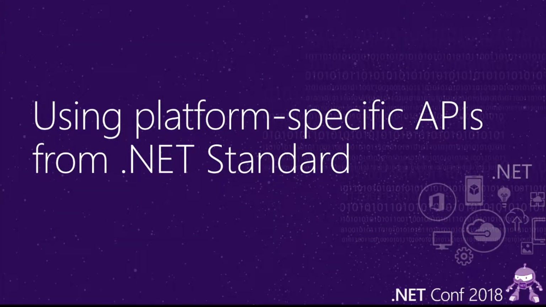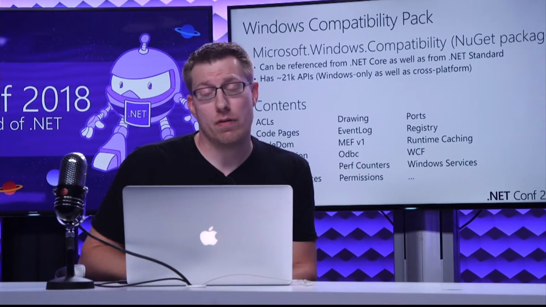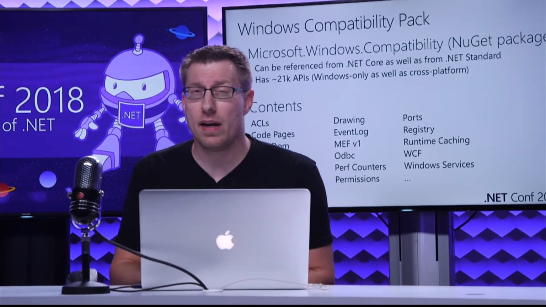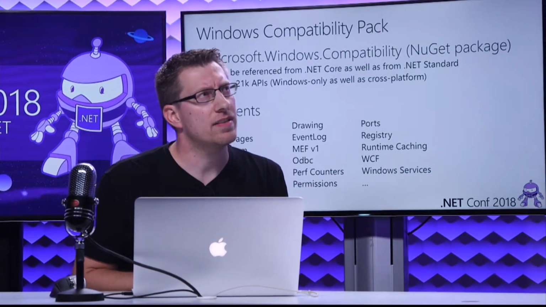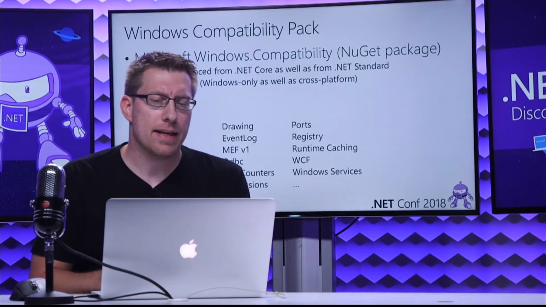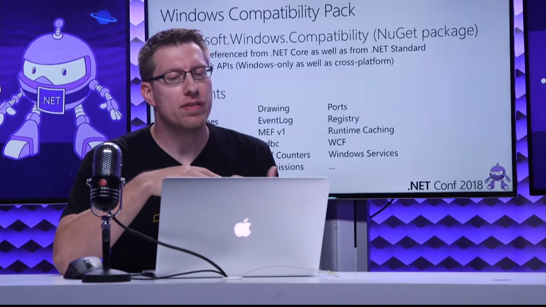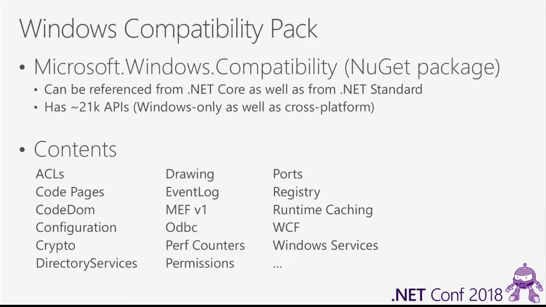All right, so before we go into the demo on how we build .NET Standard libraries, I want to talk a little bit about platform-specific APIs and how that works with the standard, because there's also a lot of confusion around that subject. First of all, we announced the Windows Compatibility Pack almost a year ago. Actually, exactly a year ago, I think, at this point. It's effectively all the things we have in .NET Framework that were not in .NET Core, all the usual suspects like drawing, ODBC, the registry, a bunch of stuff. It's about 21,000 APIs, so it's quite sizable.